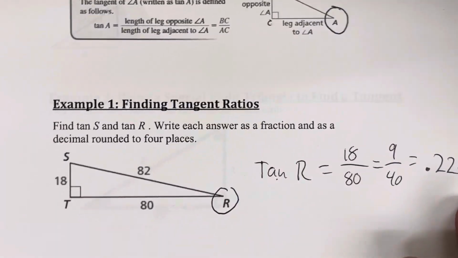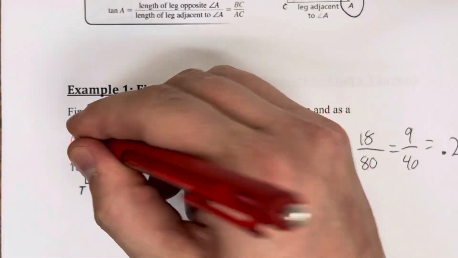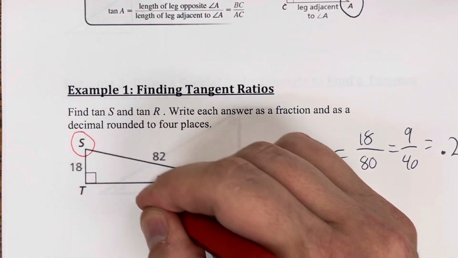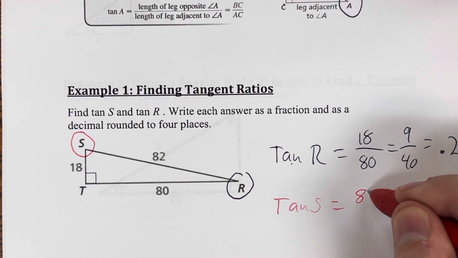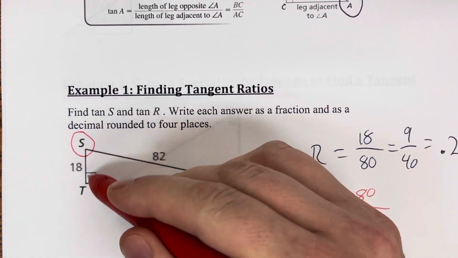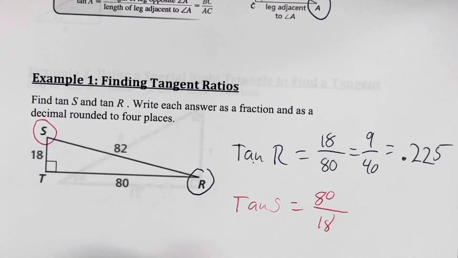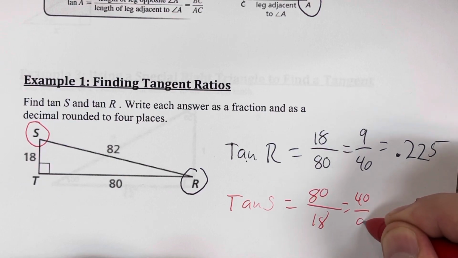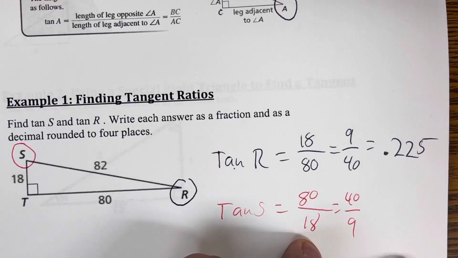Okay, now we'll look from S. So things change when I switch my reference angle. So now if I'm looking from S, opposite is across, so opposite is 80 over the adjacent, the leg that's connected is 18. And now for me to reduce 80 over 18, we already did that once, so that's equal to 40 over 9. It's just upside down. 40 divided by 9, using my calculator, I get 4.444.